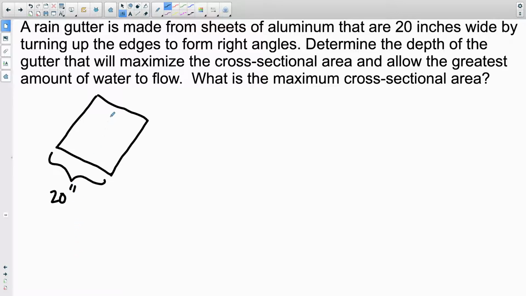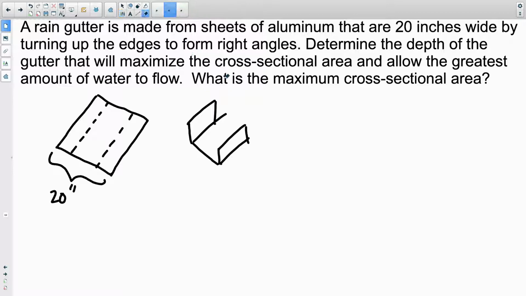Now what they do to create a gutter is they come in off the edge and they fold this aluminum. Let's see if I can try it like this. Hold on, guys, bear with me. I'm going to draw this. What they end up with is this gutter. Yeah, that'll work.